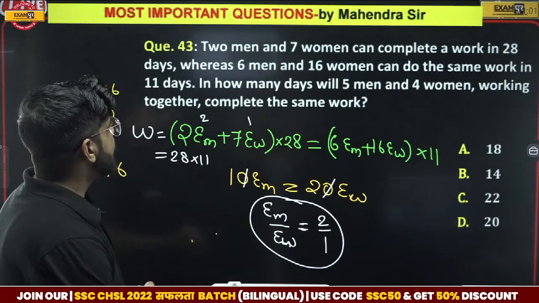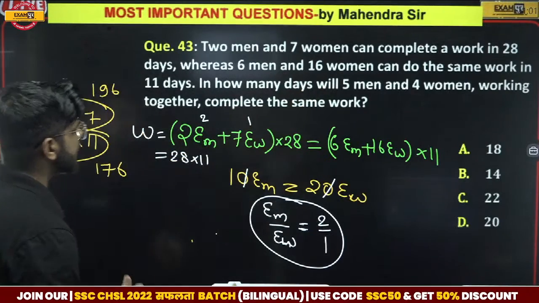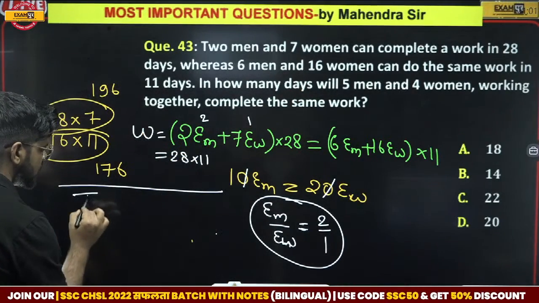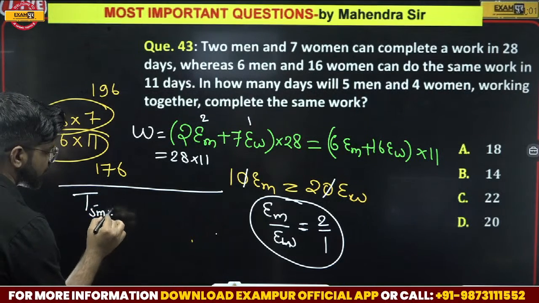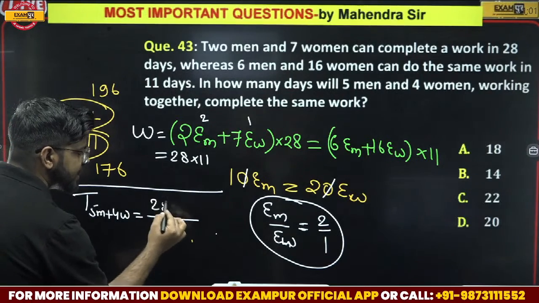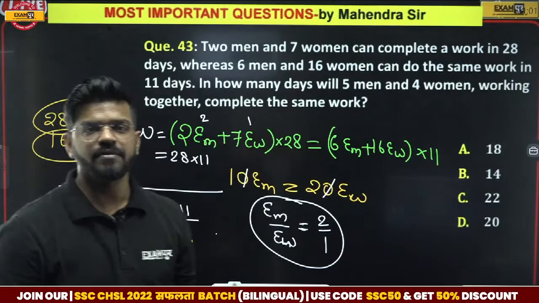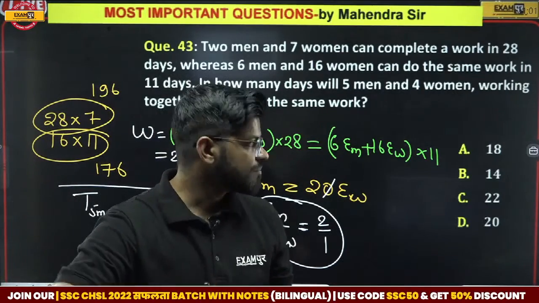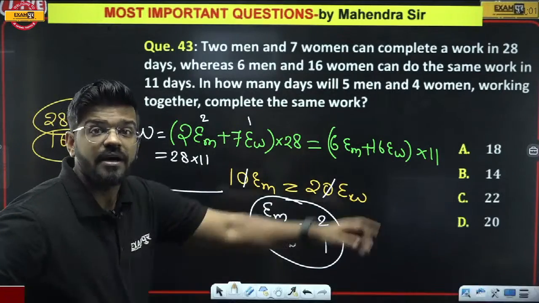Now the question is: in how many days will 5 men and 4 women working together finish it? So total work is 28 into 11. I am not multiplying it because I know that at the last I have to divide something, since I am getting a whole number, an integer there.